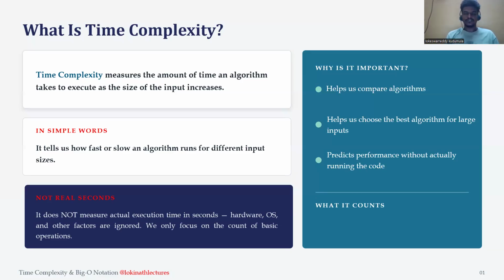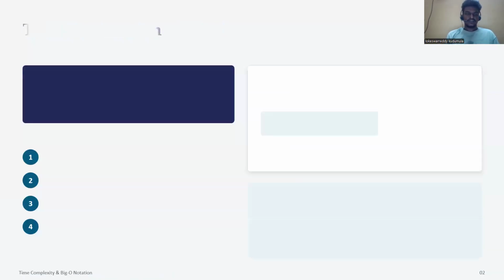So what does it count? In time complexity, we count arithmetic operations, assignments, comparisons, array access, and function calls. These are the things counted in a program or an algorithm.